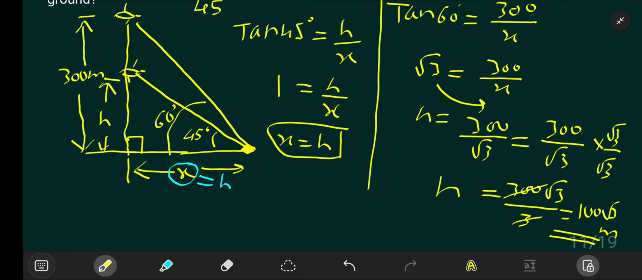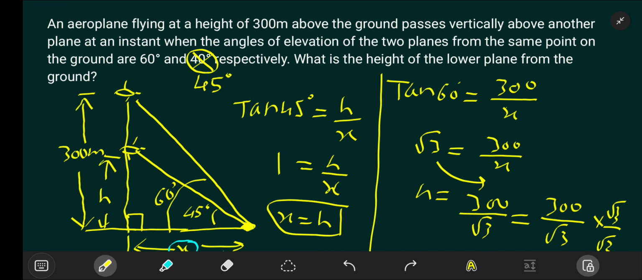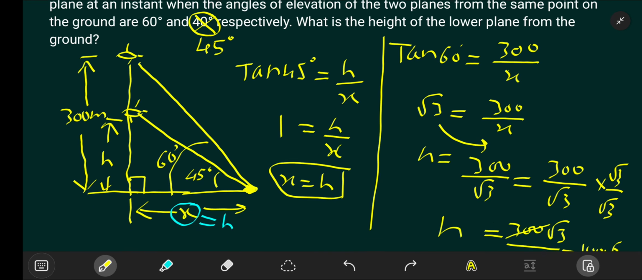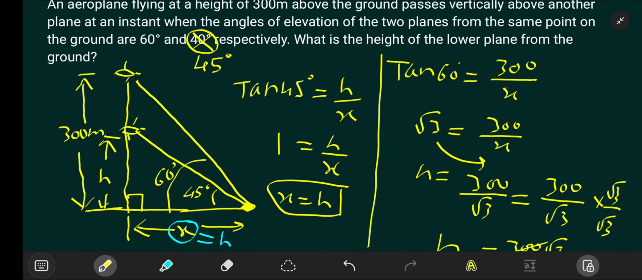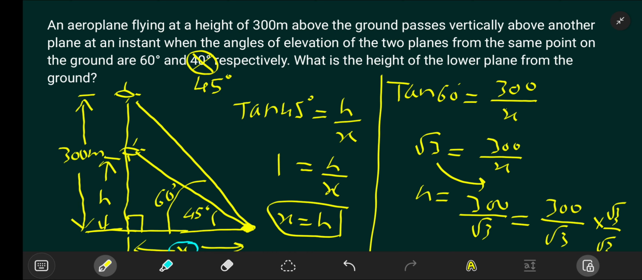At 100 root 3 meters, the lower plane is flying. What is the height of the lower plane from the ground? They are asking the height of the lower plane, which we assume as h, from the ground. So the lower plane is flying at 100 root 3 meters. Okay, this is the answer.